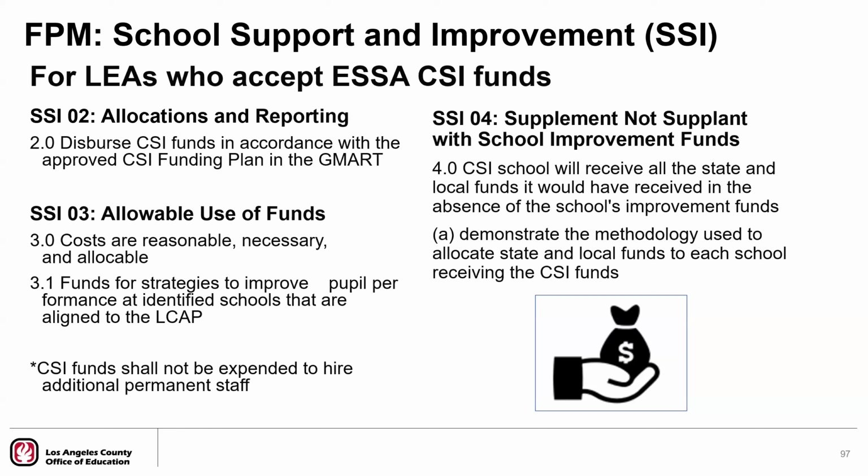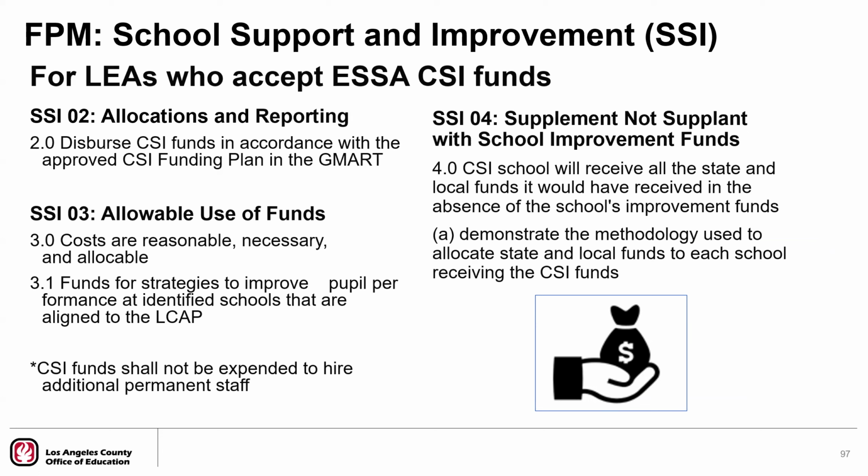The next two slides are the requirements for LEAs who have accepted the ESSA CSI funds. So SSI 2 reviews the allocation and reporting. The LEA must disperse the CSI funds in accordance with the approved CSI funding plan that's in the GMART. So there has to be congruence.